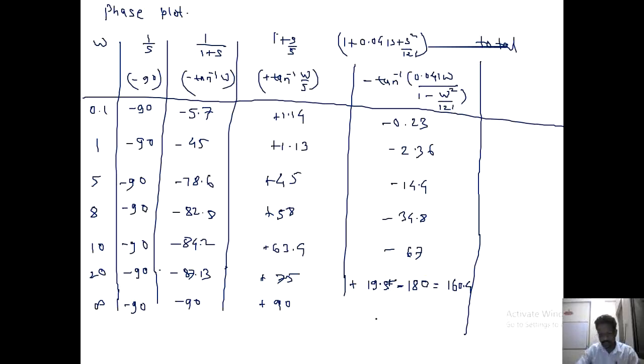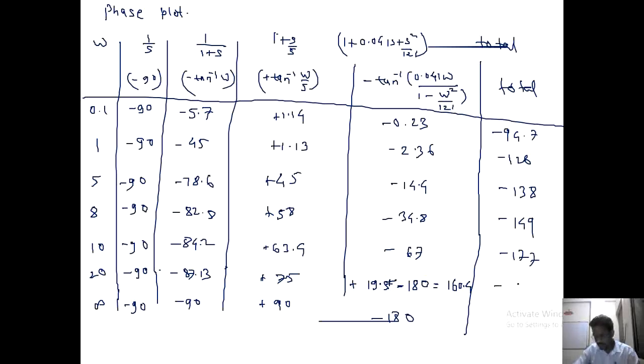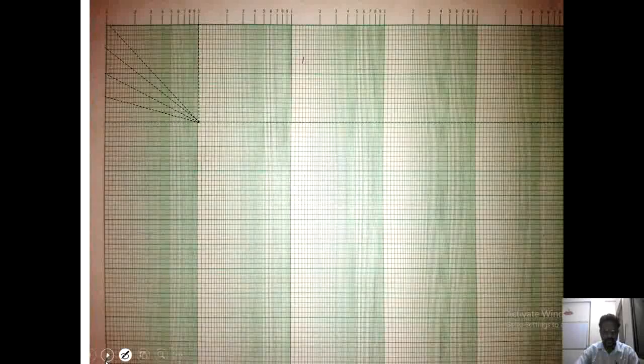And lastly minus 180. So the total angles are minus 94.7, minus 126, minus 138, minus 149, minus 177, minus 261 and minus 270. Okay, so we have completed our phase plot. Now let us draw the Bode plot.